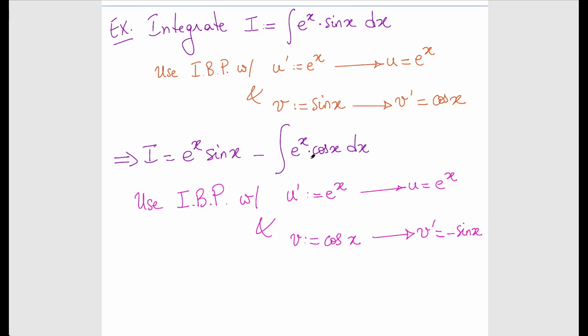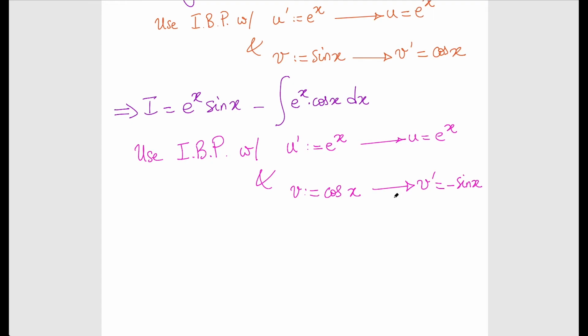Okay, so one more time. I'm using IBP for this integral. So U prime is gonna be e^x. I'm gonna preserve the choice of U prime, which was the exponential function. I'll tell you why later. And I'm gonna preserve the choice of V to be the trig function, and the trig function happens to be cosine here. As such, V prime becomes minus sine and U becomes e^x. Therefore, how about we call this guy W? Okay?